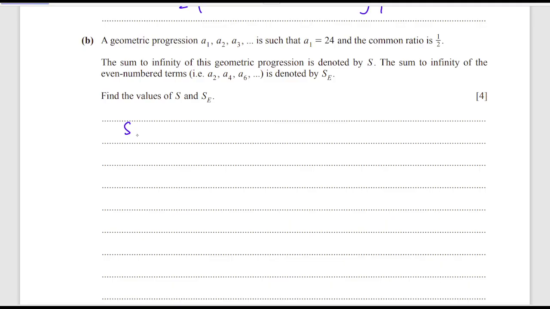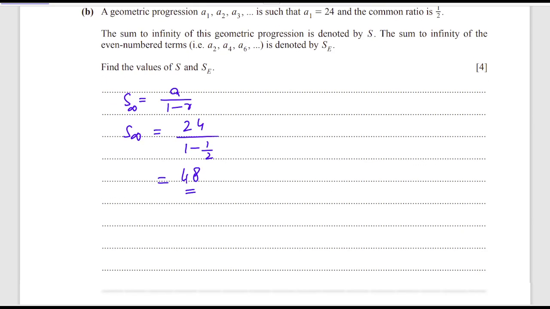Since the sum to infinity of a geometric progression is S equals a over 1 minus r, here a is 24, r is 1 over 2. So the sum to infinity of the given progression is 24 divided by 1 minus 1 over 2. Just use your calculator to get its answer. This is equal to 48. So 48 is the sum to infinity of the given geometric series.